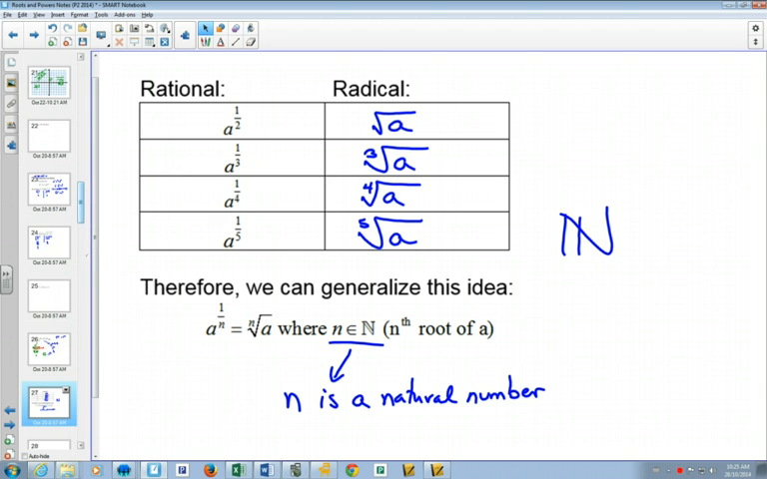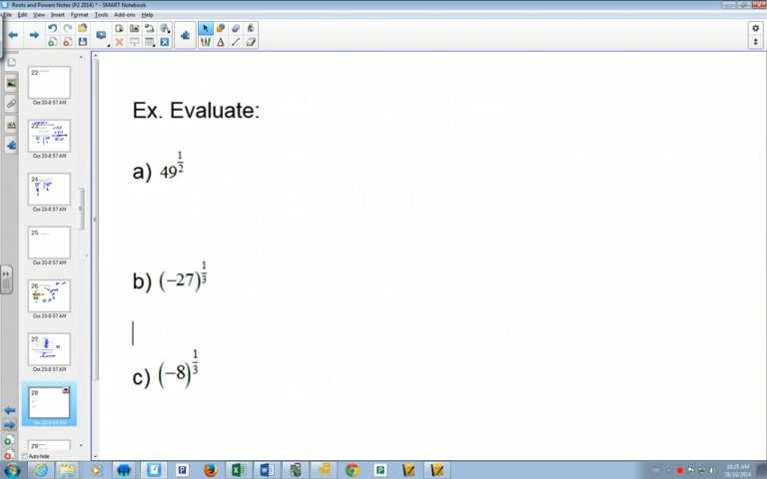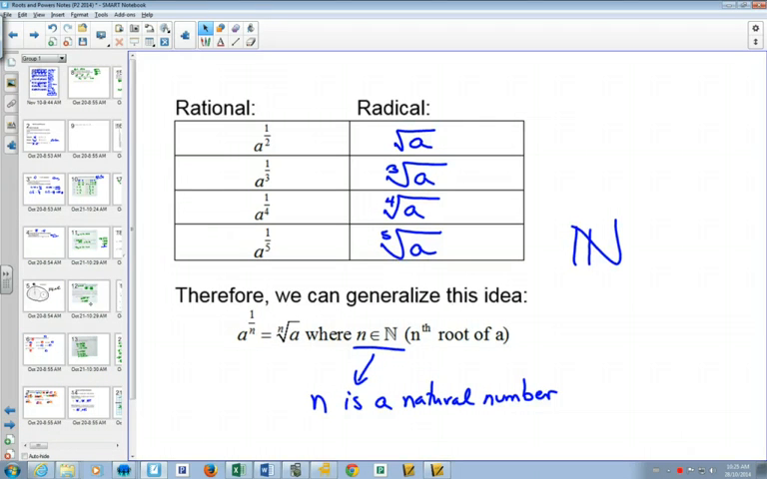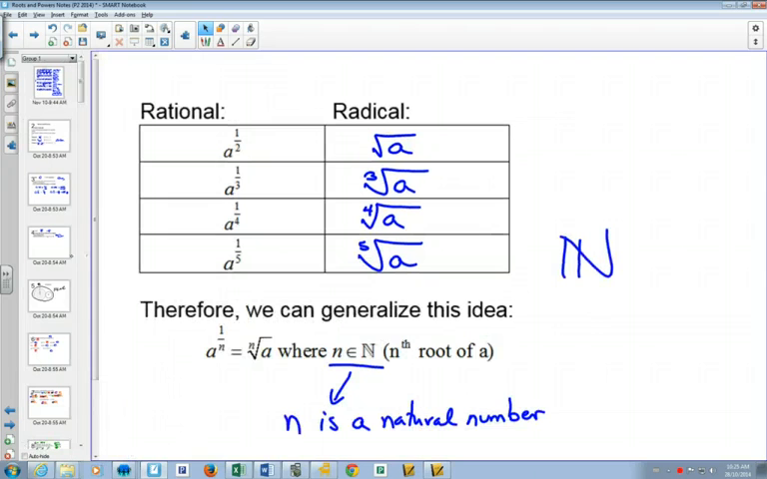Ready? Oh, it's the mental math. I can go back. Let me know when you're done. Emily? Ready?